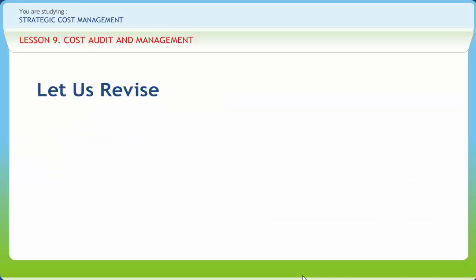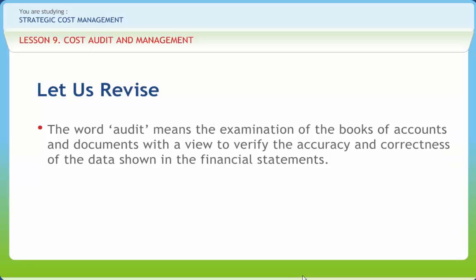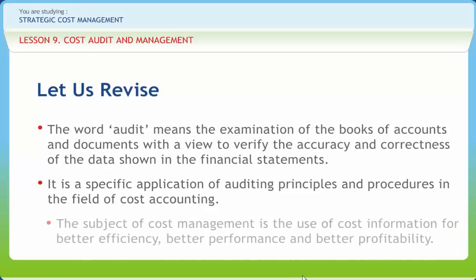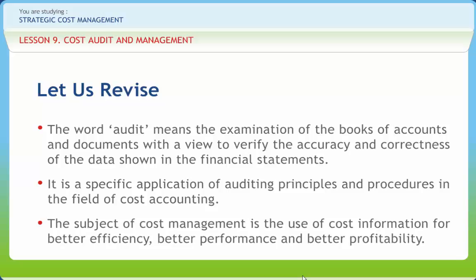Before we end, let us briefly revise what we have studied so far. The word audit means the examination of the books of accounts and documents with a view to verify the accuracy and correctness of the data shown in the financial statements. Cost audit is the audit of cost accounts. It is a specific application of auditing principles and procedures in the field of cost accounting. It should also be borne in mind that cost accounting had long ceased to be cost determination and had turned towards cost management. The subject of cost management is the use of cost information for better efficiency, better performance, and better profitability.